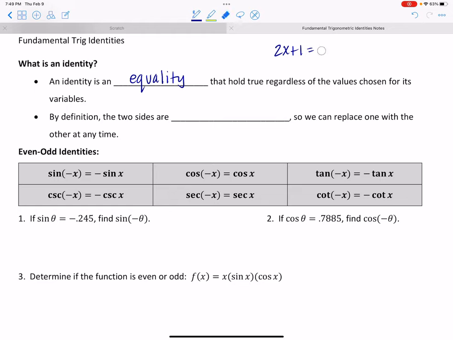However, if instead of 5 on this side of the equation I had the exact same thing, 2x plus 1, then now no matter what I plug in for x, I'm going to get the same thing on both sides of the equation. That equation is considered an identity.